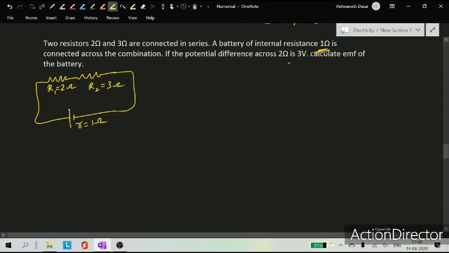If the potential difference across 2 ohm is 3 volt. So where is 2 ohm? Here. Across this you are going to get a potential difference of 3 volt. So V1 is equal to 3 volt. Okay, they have given V1 is equal to 3 volt. Calculate the EMF of the battery. What is the EMF of the battery?